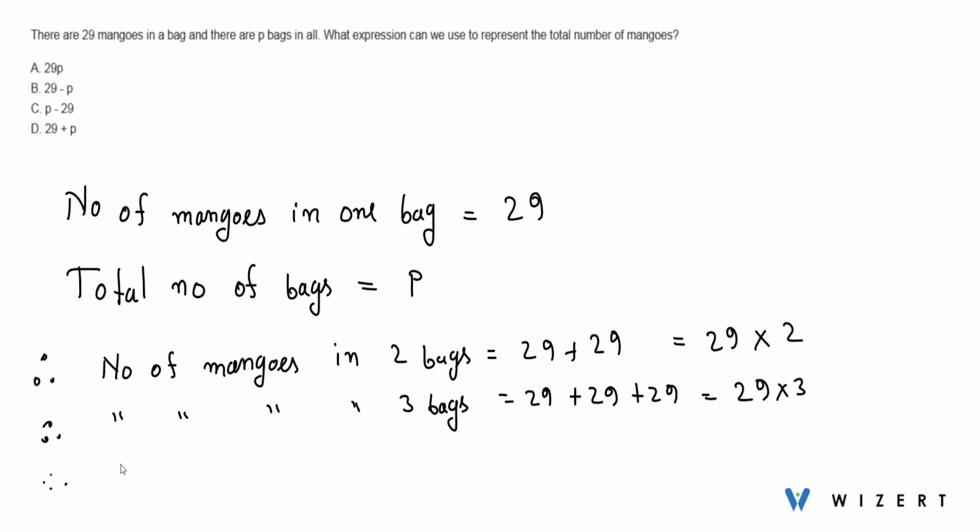Similarly, we can say that number of mangoes in p bags, as the total number of bags equals p, will equal 29 plus 29 plus this goes on up to p terms. So this will become 29 multiplied by p. It's similar: when two bags are there, total number of mangoes will be 29 multiplied by 2. When number of bags equals 3, total number of mangoes will be 29 multiplied by 3. So similarly, when number of bags equals p, total number of mangoes will be 29 multiplied by p.